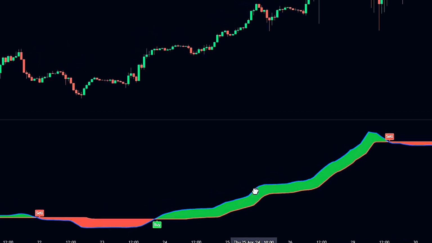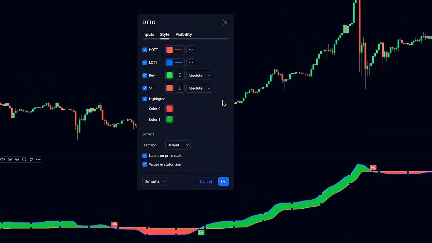Opening the settings panel, we see that the red line at the bottom is labeled HOTT, which stands for High Optimized Trend Tracker, while the blue line at the top is called LOTT, which is referring to Low Optimized Trend Tracker. For the strategy we're using here, we won't need these lines, so let's go ahead and disable them.